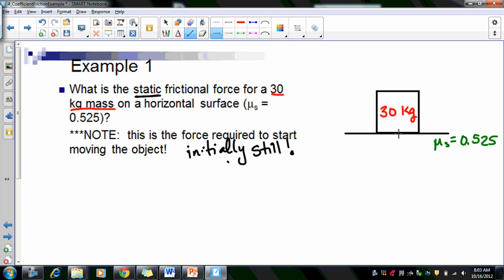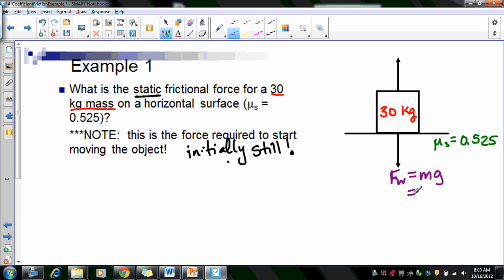We of course have weight pulling us down. We have the normal force pulling back up from the surface. So we can find those as well. So Fw equals mg. Initially this should look really familiar. So 30 times 9.8, which is 294 newtons. And since we're on a horizontal surface, our normal force will also be 294 newtons. So equal and opposite for a horizontal surface.